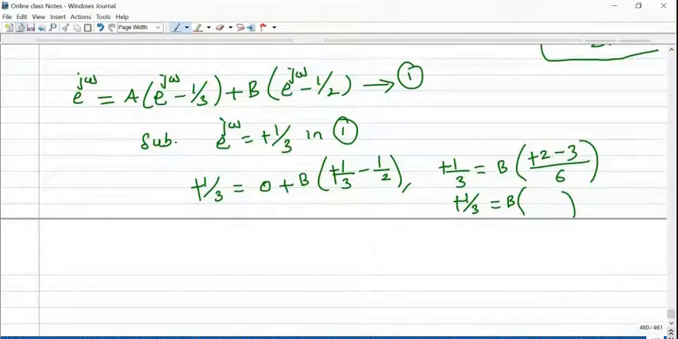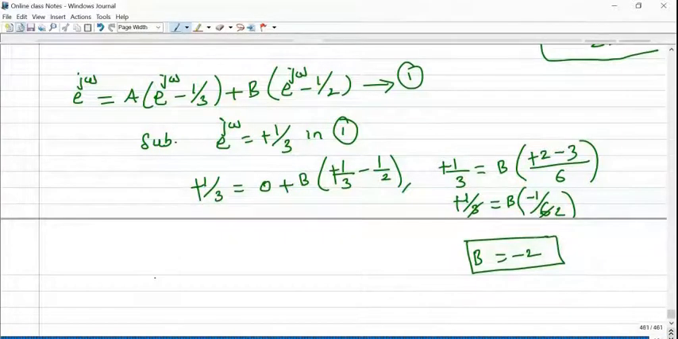Left side 1 by 3 only. B value minus 1 by 6. Okay, so minus 1 by 6. So 3, 3. 2 times of 3. So B equal to minus 2. Right.